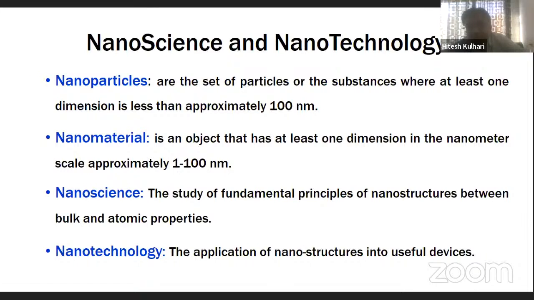And what is nanotechnology? It is the application of nanostructures to make useful devices for us. Nanotechnology is more related to engineering science. If we are able to make useful devices using different nanostructures, then nanotechnology comes into the picture. So there are four basic things: nanoparticle, nanomaterial, nanoscience, and nanotechnology.